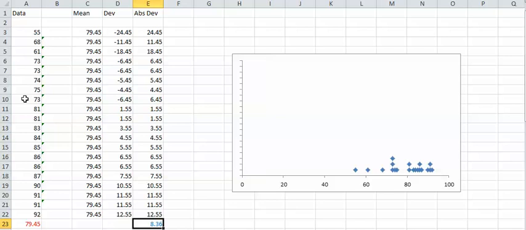So every time I move a value further away from the mean, the absolute deviation of that specific value goes up, and then that causes the MAD to go up.